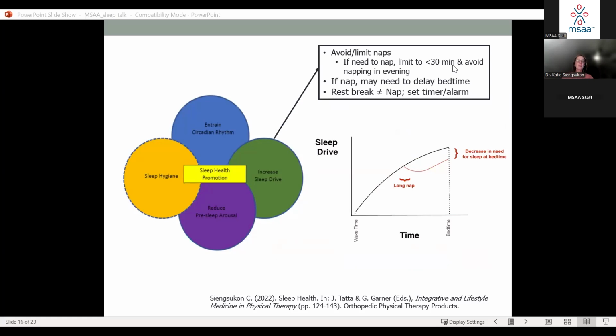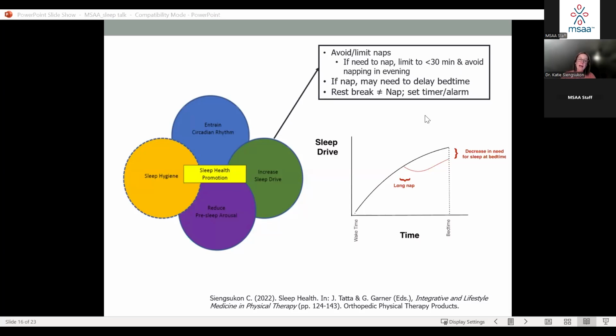Another thing to think about that we oftentimes see in our clients with multiple sclerosis is the question about naps. And I know on here it says to avoid or limit naps, but I'm a big believer that people know their bodies best. And if you feel like you need to take a nap, then by all means do that. But just try to limit it to no more than 30 minutes and try to do it as early in the day as possible. And also know that you might have to delay your bedtime to give that sleep drive sufficient time to build back up.